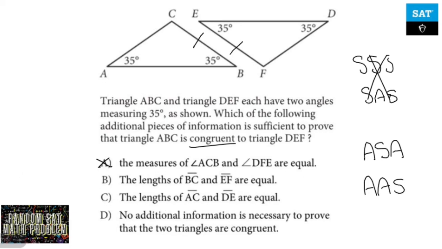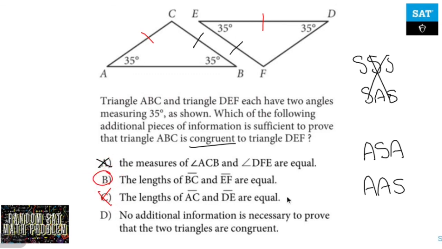I'll use a different color. C says AC, which is a non-included side, and DE, which is an included side. So this is basically mixing angle side angle with angle angle side. So C is not it because you can't do that. So it's got to be B.